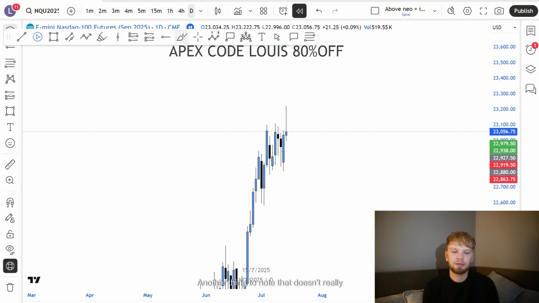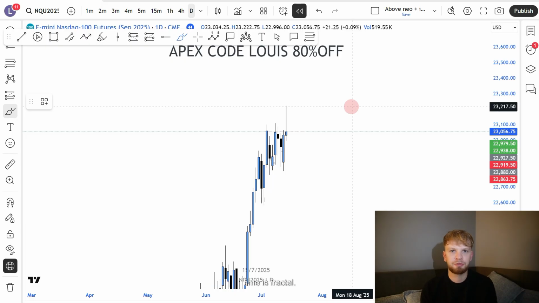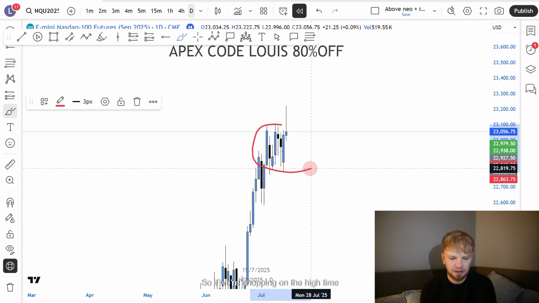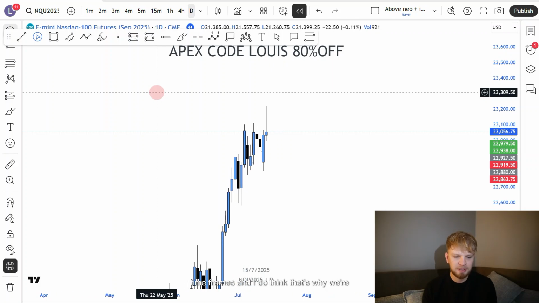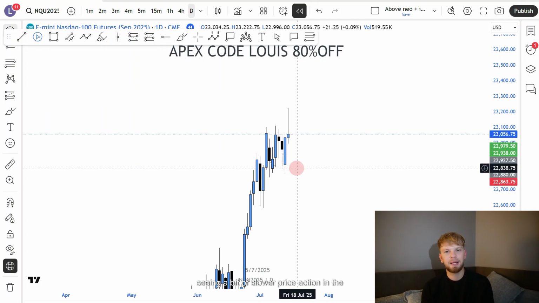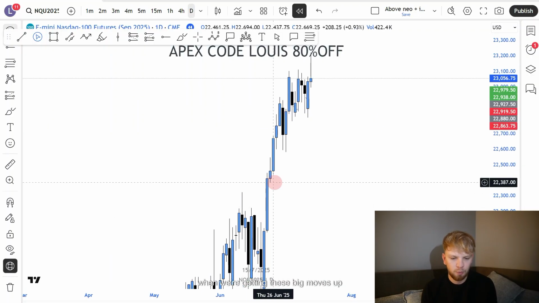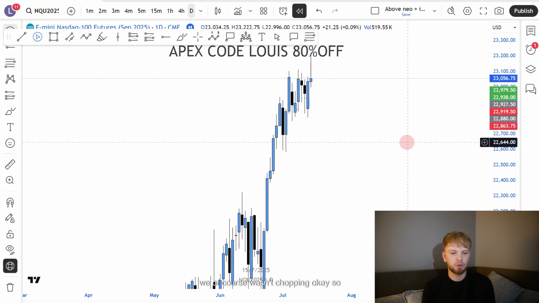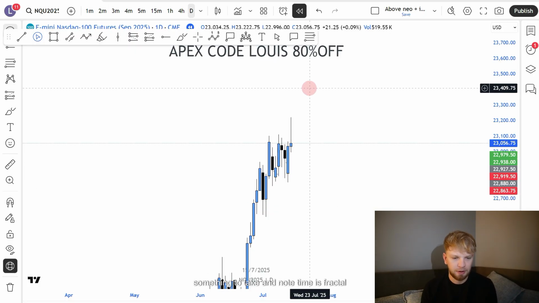Another thing to note that doesn't really affect today, but a lot of the time you have to remember that time is fractal. So if we're chopping on the higher time frames, a lot of the time we can chop on the lower time frames, and I do think that's why we're seeing slower price action in the last few days, because on this daily time frame we're chopping, whereas before back here when we were getting these big moves up, we of course weren't chopping. Okay, so something to take note of, time is fractal.